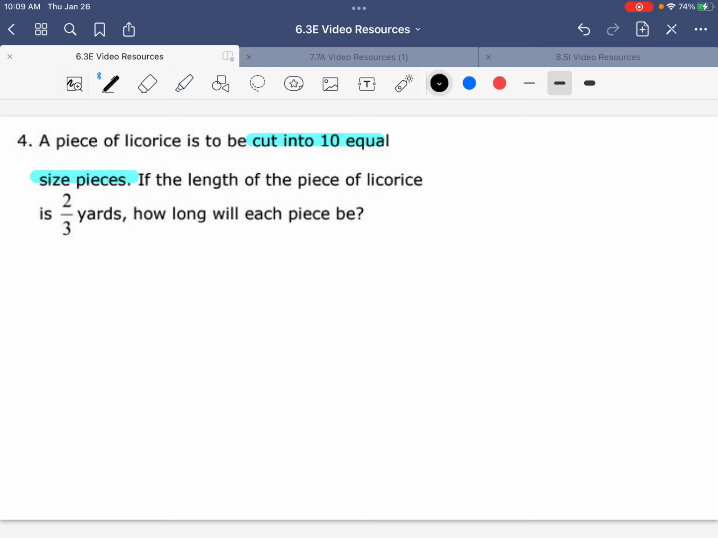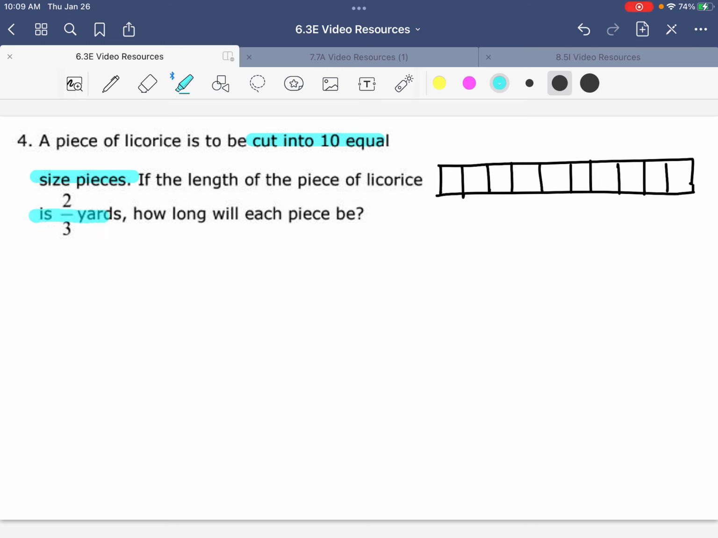So I'm going to draw a picture to help me represent that. So here is my licorice. And I want to cut it into 1, 2, 3, 4, 5, 6, 7, 8, 9, 10 equal pieces. They tell me that the length of the piece of licorice is 2/3 of a yard. So the whole piece of the licorice is 2/3 of a yard.